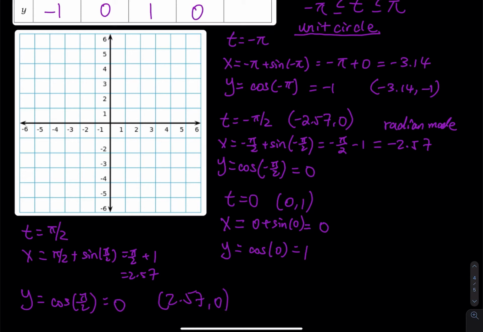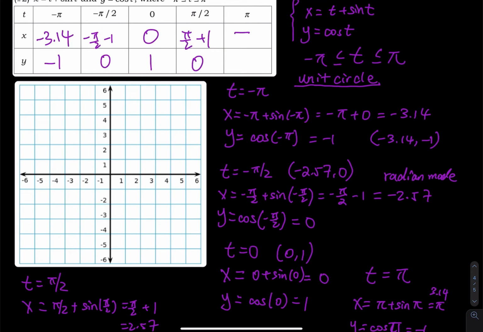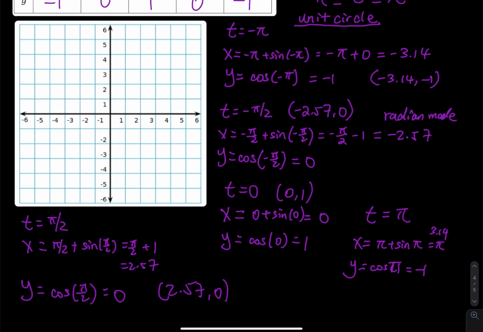And then the last point is t equals pi. We have x equals pi plus sine pi. So sine pi is 0. So that is just equal to pi. Pi is 3.14. And then y is equal to cosine t. So we have cosine of pi. Cosine pi, 180 degrees, is equal to -1. So this will be pi, -1. So we have the approximation 3.14, comma -1.